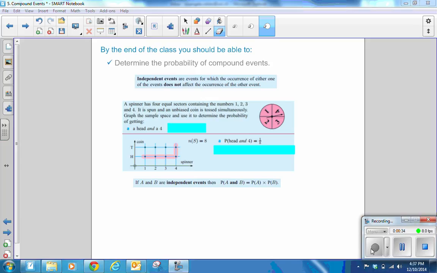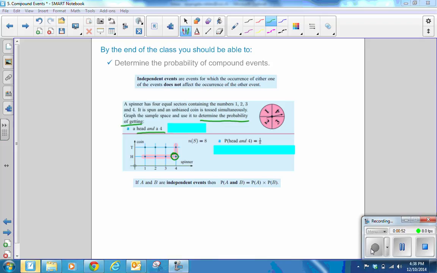So we have worked this example before, and we have done the 2D diagram. And they were asking us to determine the probability of getting a head and a 4. And we look at this, and we get 1 out of 8.